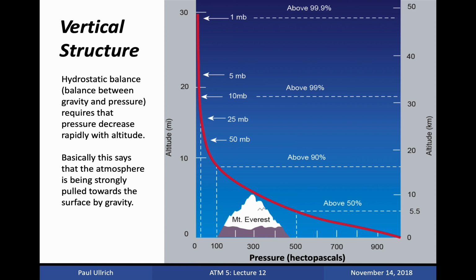The vertical structure of the atmosphere reflects this pressure decrease very clearly. Namely, we have our highest pressure of about 1,000 hectopascals near the Earth's surface and an exponential decay of air pressure as you go up in altitude. Again, this decrease in air pressure is purely due to the force balance associated with hydrostatic balance in the atmosphere.